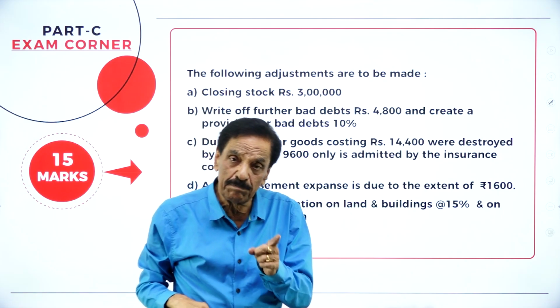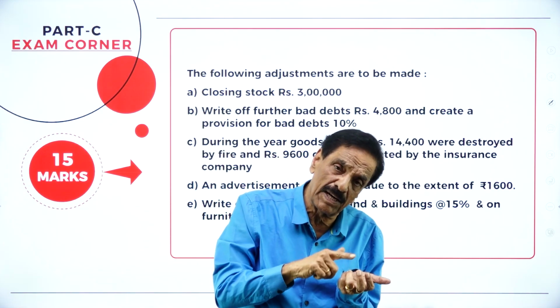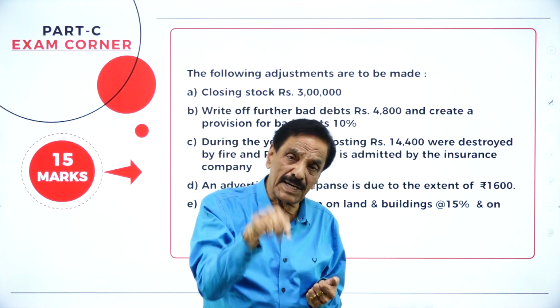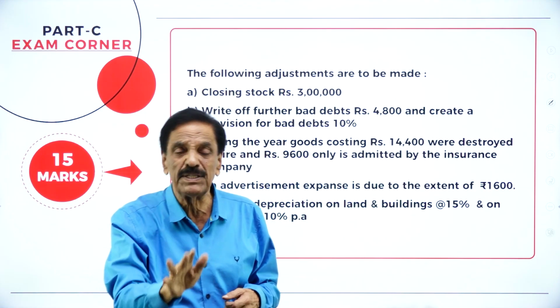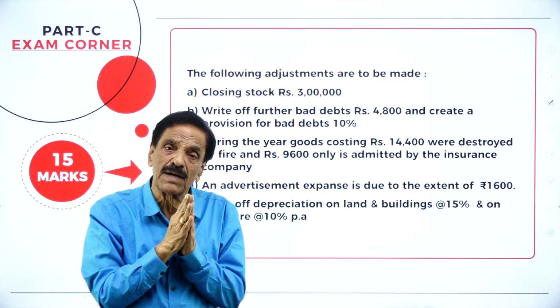Same thing regarding depreciation. If the depreciation comes in the adjustment, first it will come in the profit and loss account and be deducted from the concerned item. If the depreciation comes in the trial balance, directly put it on the debit side of the profit and loss account. Don't deduct from the asset.